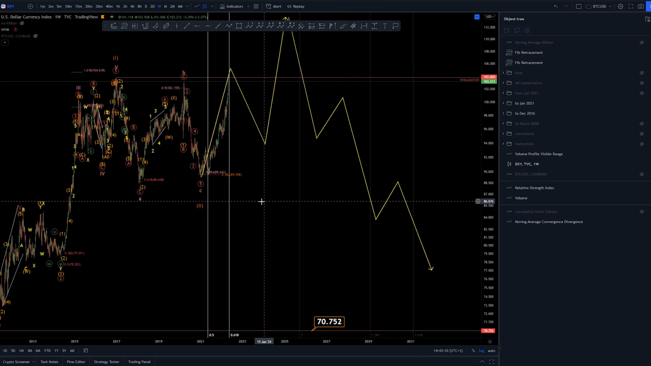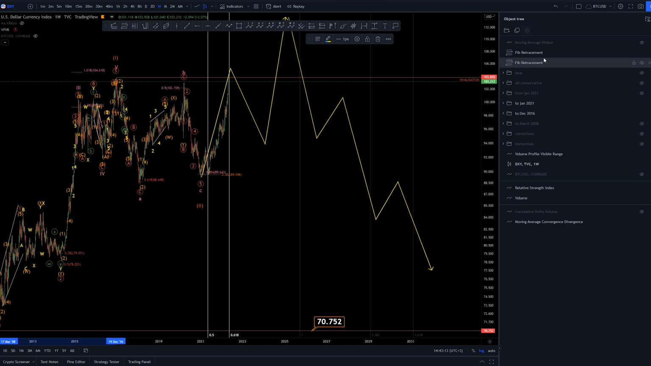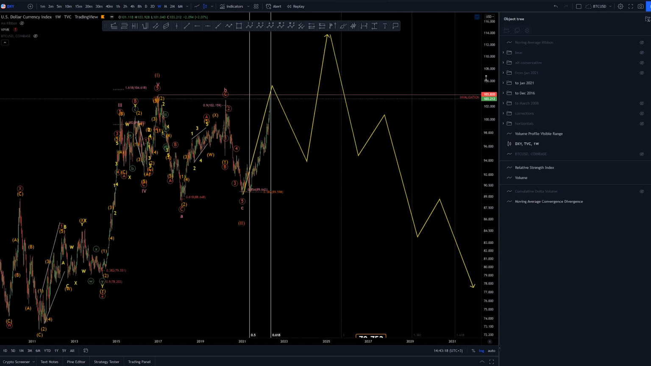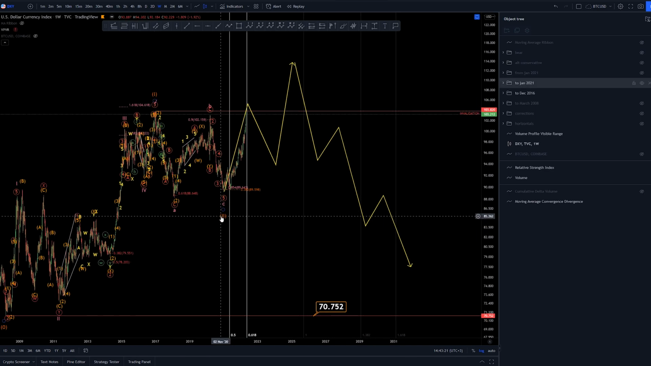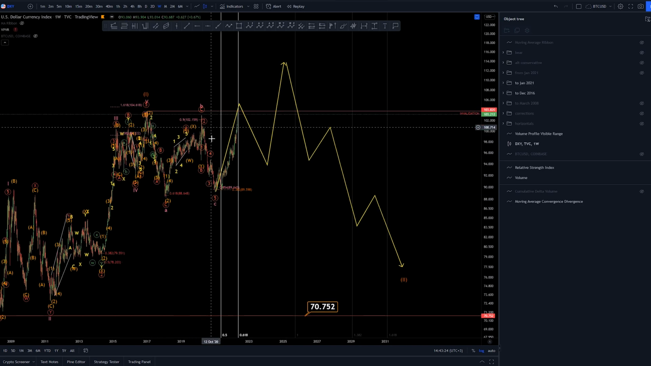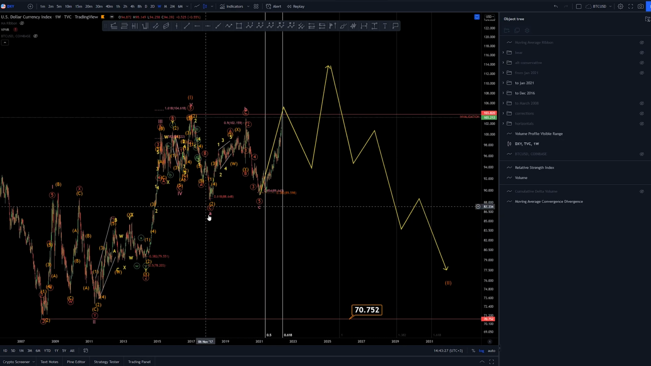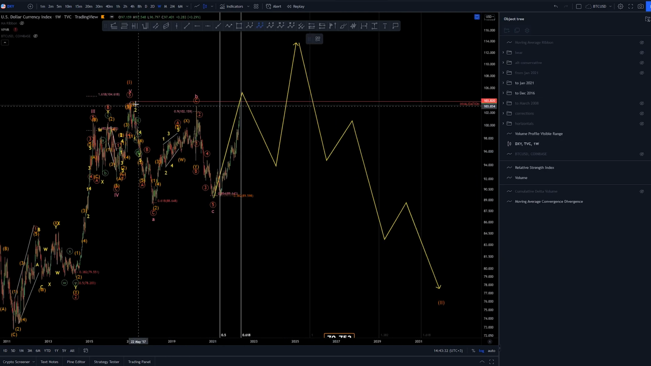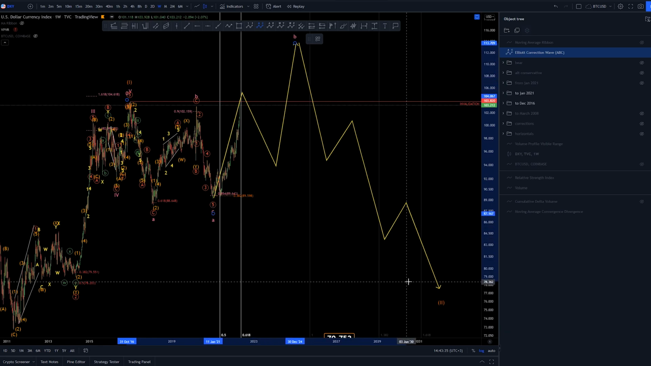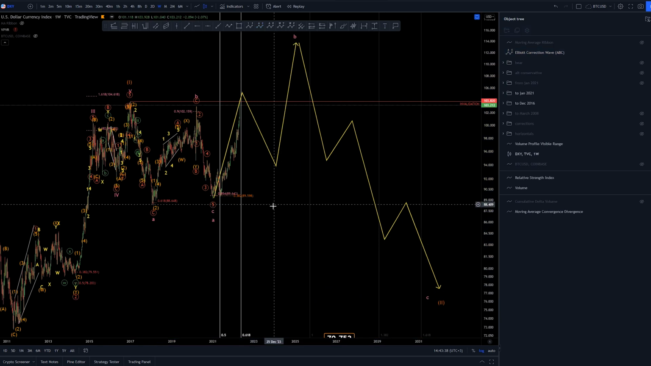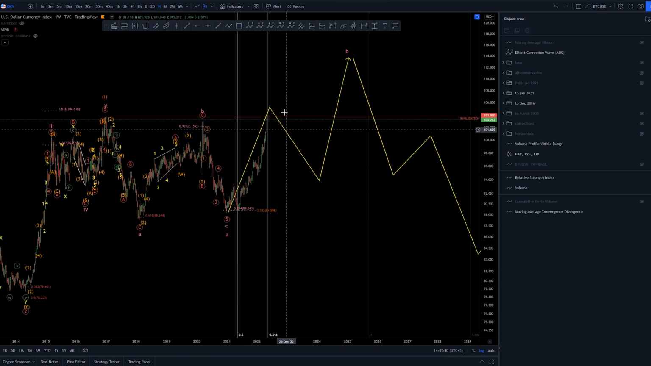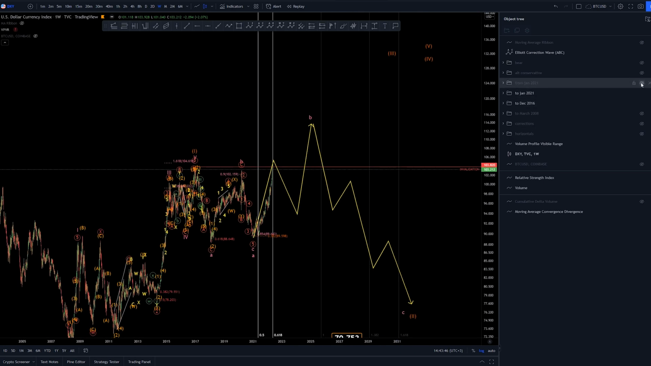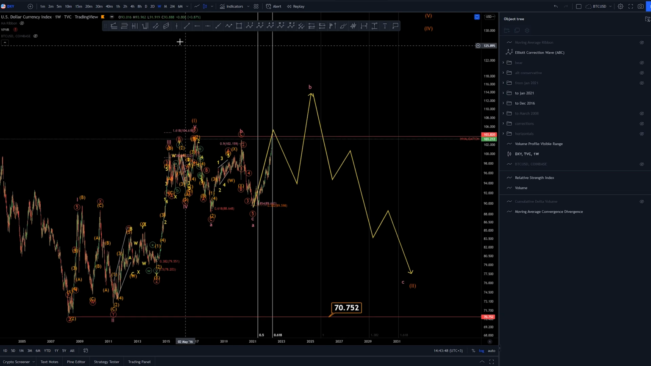Now another possibility again, let's put these guys back here as well. Another possibility is saying that this is just the A wave, a running flat here into C, so that would be the A wave here, then we would get B and then C. Currently the B wave looks really impulsive though, so I'm not sure how much this is actually possible.